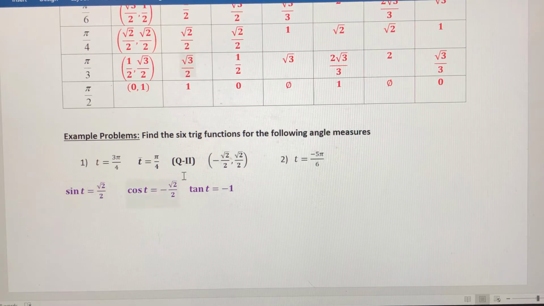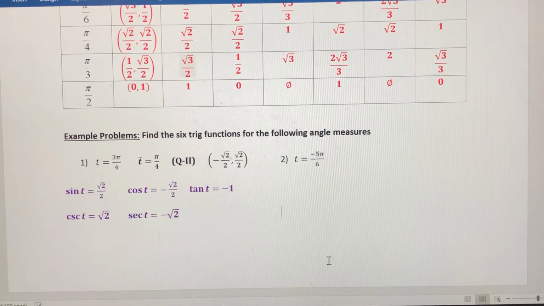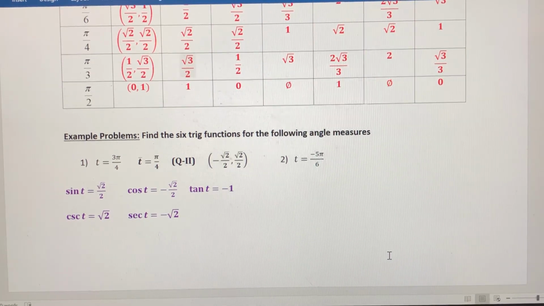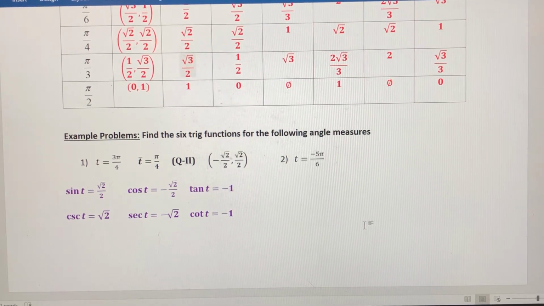Cosecant is 1 over y, or the reciprocal of sine. So we would get radical 2 when we simplify that. Secant, we're going to flip this and then simplify that. It's going to be negative radical 2. And cotangent is just x divided by y, which also gives me negative 1. Okay, so that's the 6 trig functions for the real number t equals 3 pi over 4.